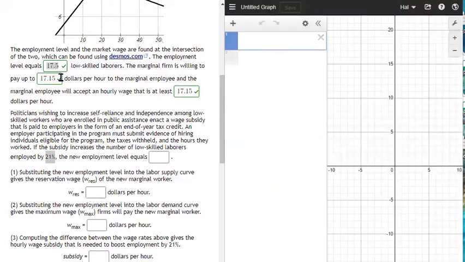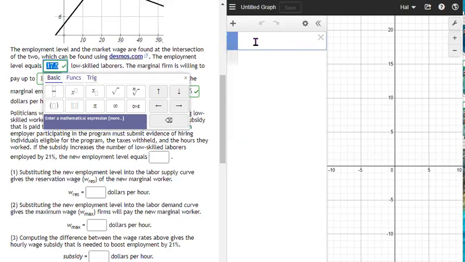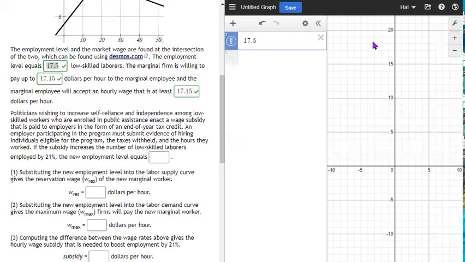Okay, so the original employment level is 17.5. This program you've observed has increased employment level by 21% in this labor market. So we're going to multiply that by 0.21, 21%. So the increase in employment in this labor market is 3.675. That's the increase. The original employment level is 17.5, the increase is 3.675. In order to get the final employment level, we have to add the initial to this increase.